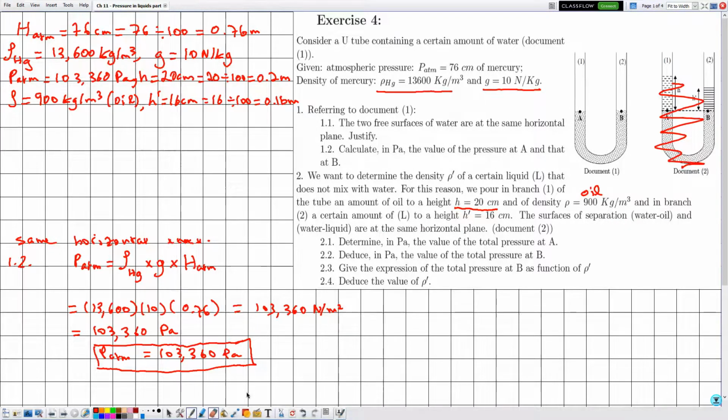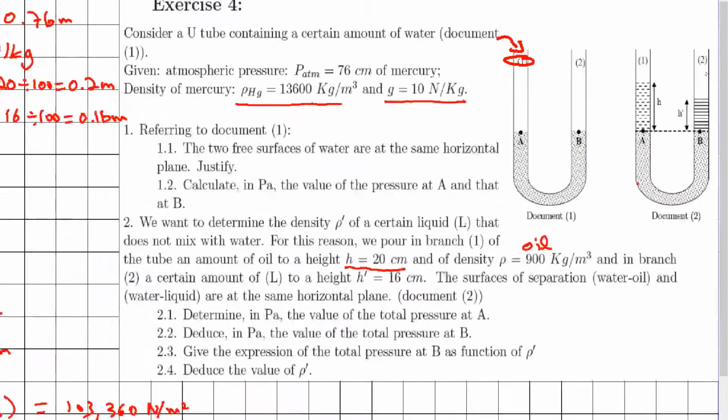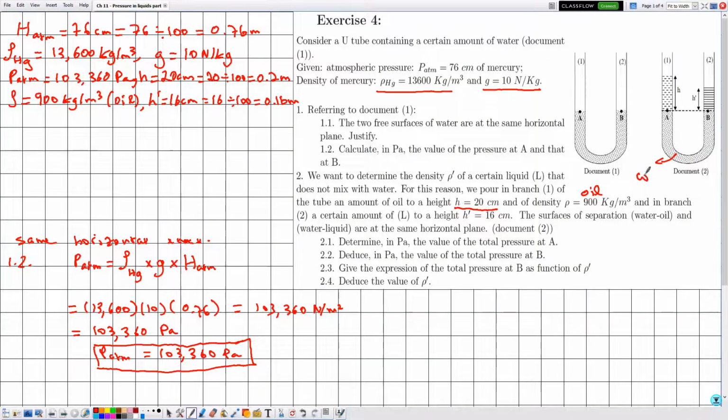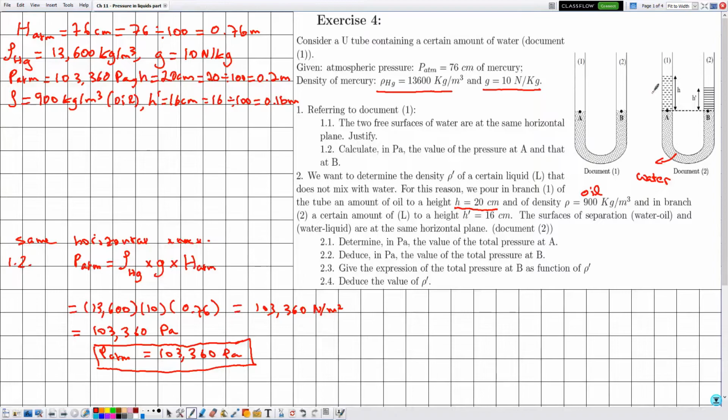Document 2, they mentioned document 2, now we can use it. So what's happening here is the following. This is the branch 1. We have poured in branch 1 a certain amount of oil, sorry, so this is water. Then here in this branch we have poured oil, and this is water. So this is oil here.